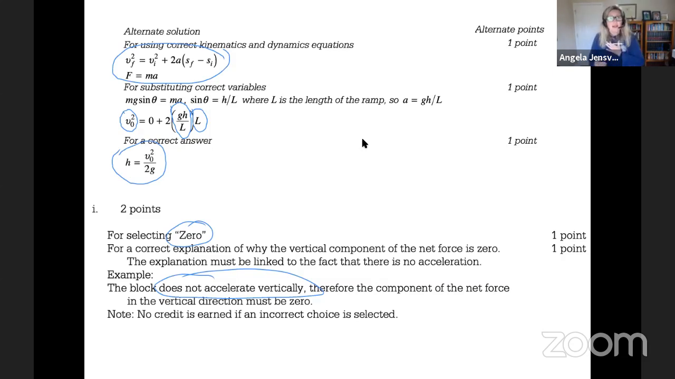If it were me, I might even go above and beyond and say it's not accelerating in the vertical direction, so the normal force of the table is equal to the force of the earth. That would be an A+ answer. Just, you know, to cover your bases.